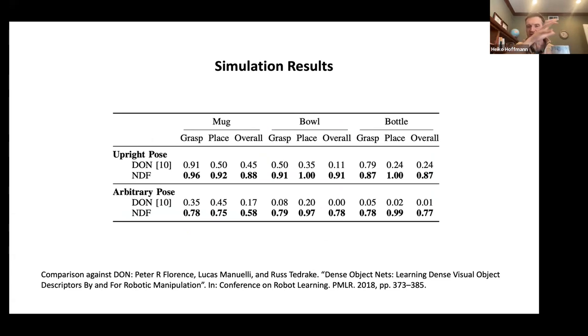They construct a 3D mesh of the object, a 3D dense representation of the object, and then based relative to that 3D model, they can grasp the object at a specific location. So they essentially show that their approach works much better because of all the rotation invariance built in. It works much better if you change to an arbitrary pose.